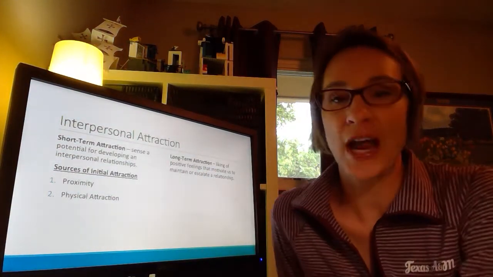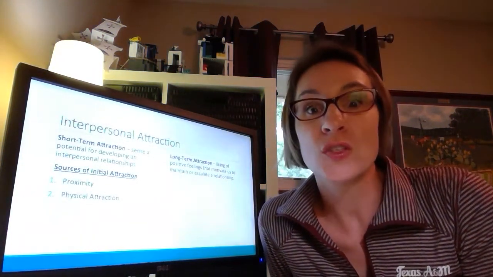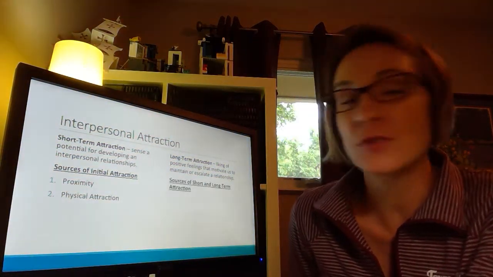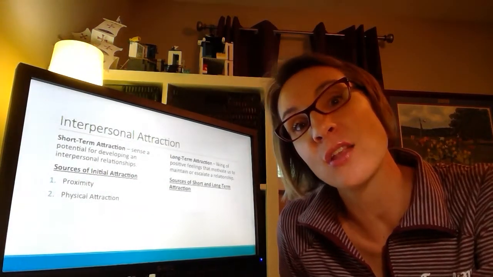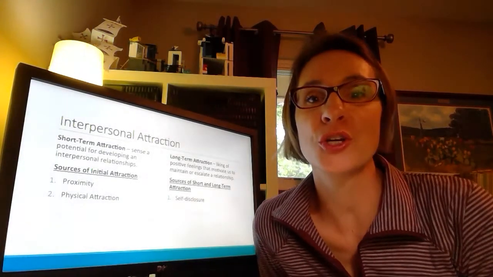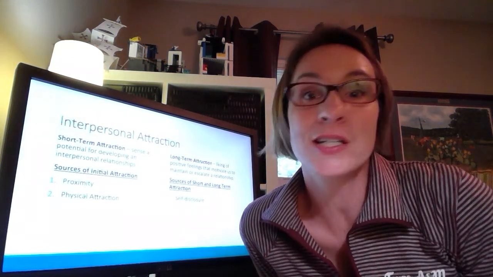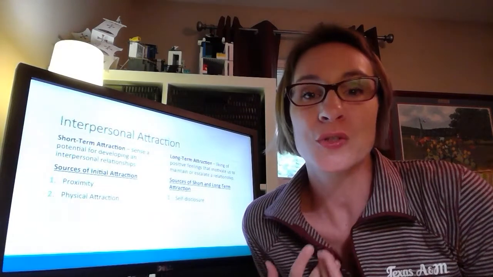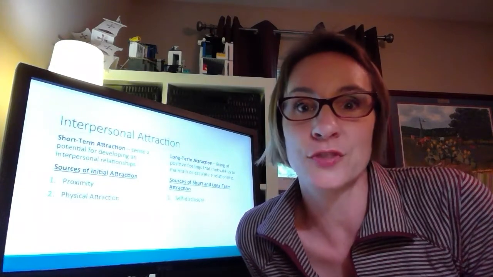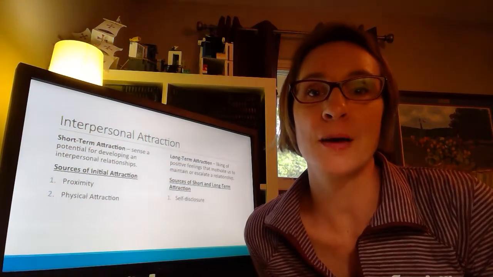Next is long-term attraction, and this is what gets us to stay in the relationships that we formed. This is what gets us to continue on in those relationships. So there's lots of different qualities that get us to maintain those relationships. One is self-disclosure. Self-disclosure is intentionally sharing something with someone that they wouldn't know if we didn't tell them. So self-disclosure is not I'm wearing a striped shirt or I have red glasses. That's not self-disclosure because you can see that with your own eyeballs. Self-disclosure might be an experience.